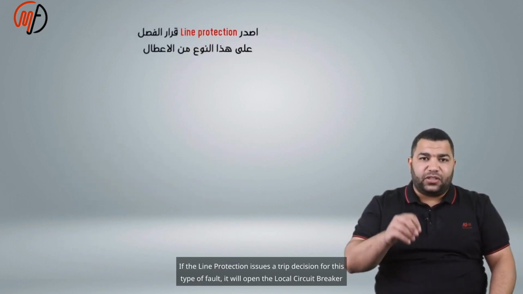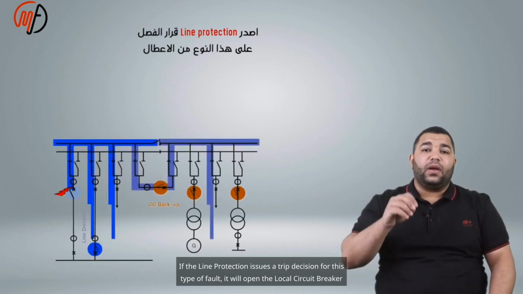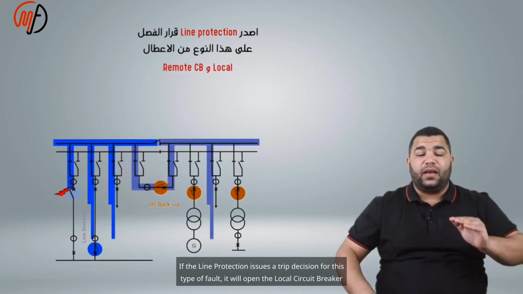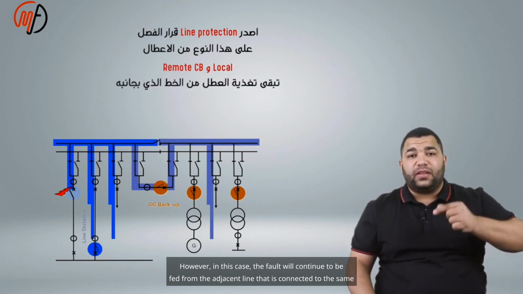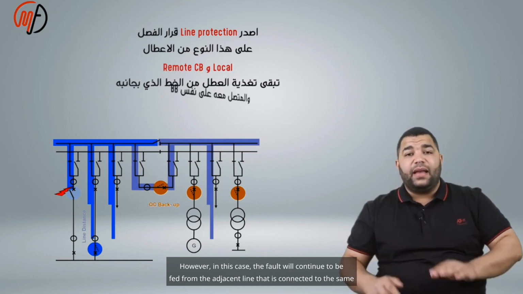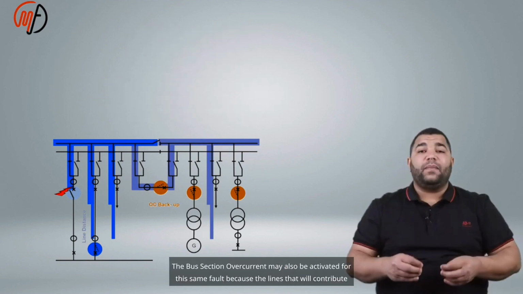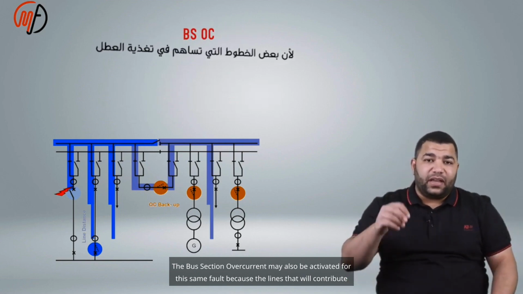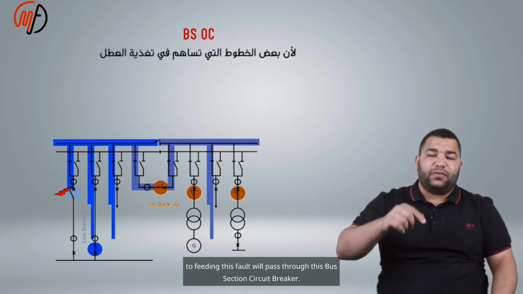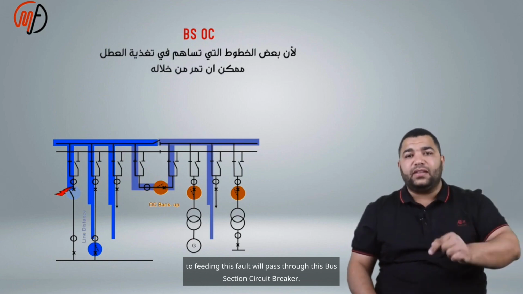If the line protection issues a trip decision for this type of fault, it will open the local circuit breaker and the remote end circuit breaker. However, in this case, the fault will continue to be fed from the adjacent line that is connected to the same busbar. The bus section overcurrent may also be activated for this same fault because the lines that will contribute to feeding this fault will pass through this bus section circuit breaker.